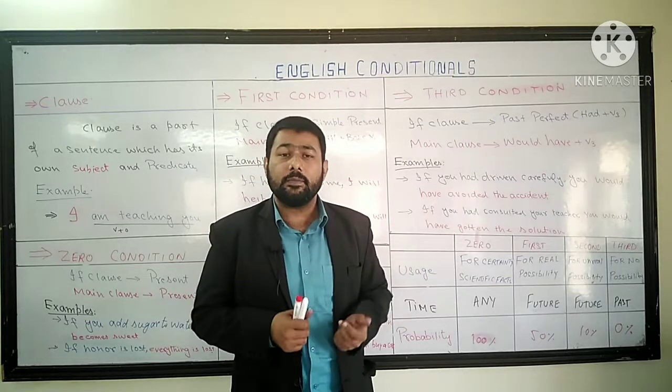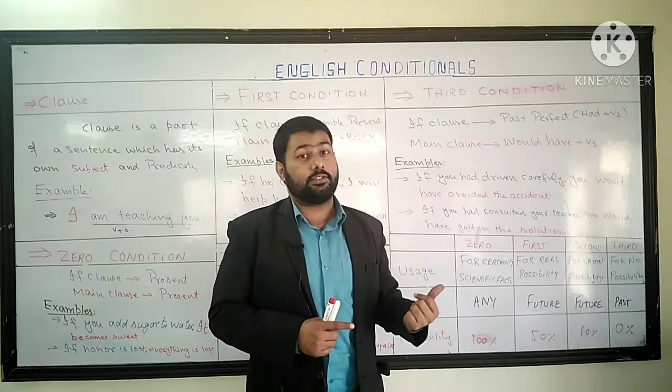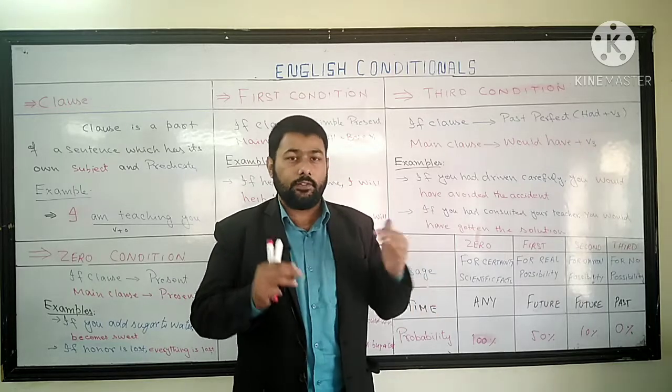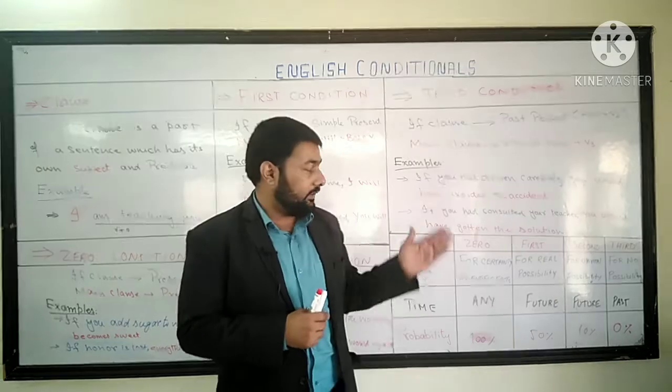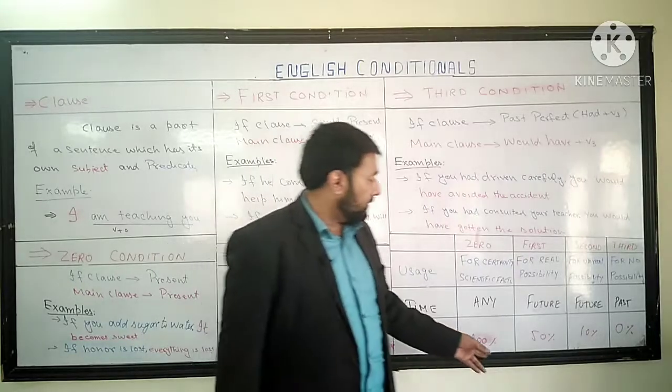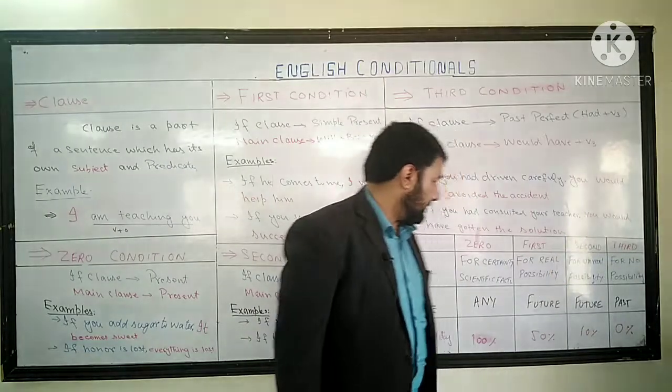If he doesn't, I will not. If you work hard, you will succeed. But if you don't, you will not. So you have a 50-50 probability ratio in this type of conditionals. Now let's come towards the second condition.